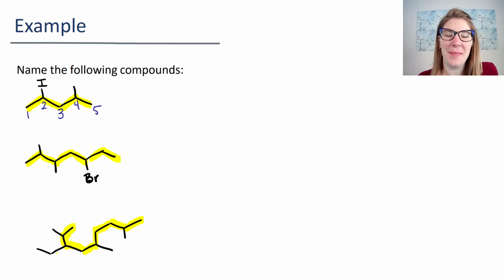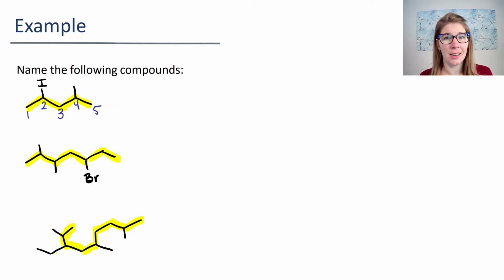All right, now that you're ready to compare, let's talk. For this first one, I actually didn't finish it because you need to know one more rule. And that rule is if you can number 2 different directions and get the same locants, then you use a tiebreaker. And the tiebreaker is the substituent that comes first in the alphabet gets the lower locant. Again, this is only if you can number 2 different ways and get the same locants.